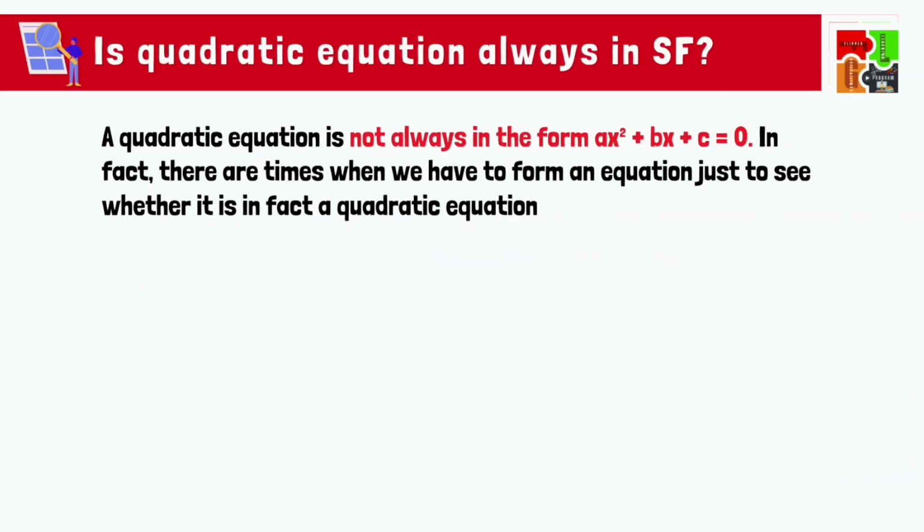So, without further ado, allow me to have this particular scenario. The question is, is a quadratic equation always in standard form? The answer would be, a quadratic equation is not always in the form of ax squared plus bx plus c equals 0. In fact, there are times when we have to transform an equation just to see whether it is in fact a quadratic equation.